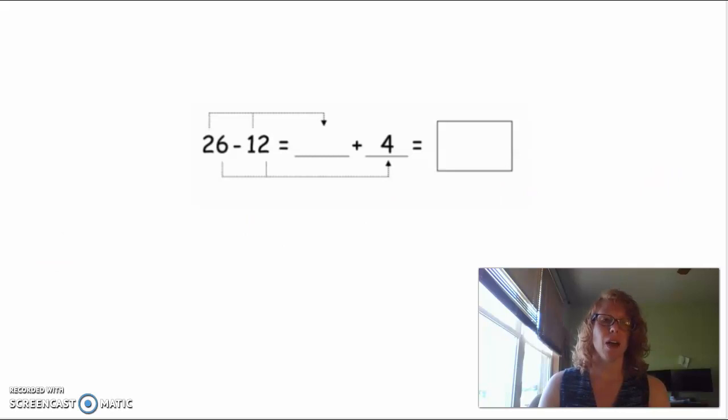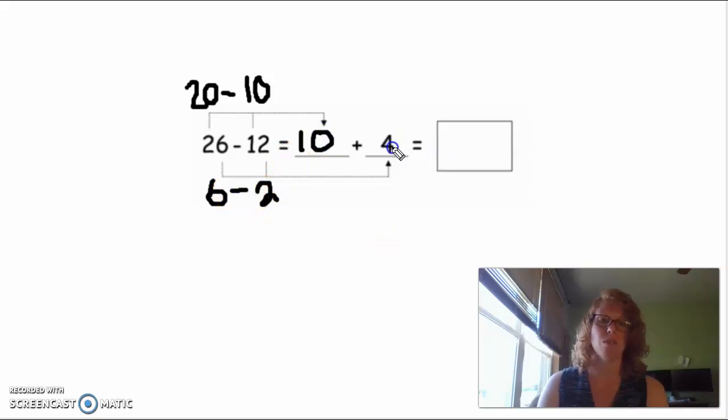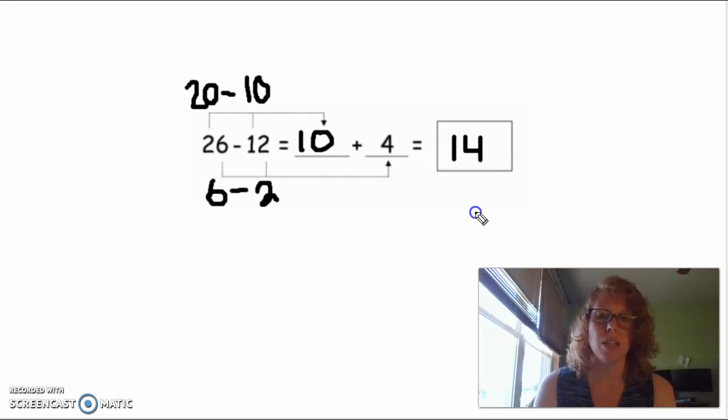So in this problem, we've got 26 take away 12. Well, let's expand 26. 26 is the same as 20 plus 6, and 12 is the same as 10 plus 2, correct? So what's 20 take away 10? That's 10. And 6 take away 2 is what? Is 4. And 10 plus 4 is 14. So 26 take away 12 is 14.